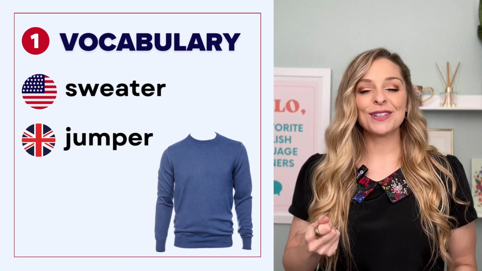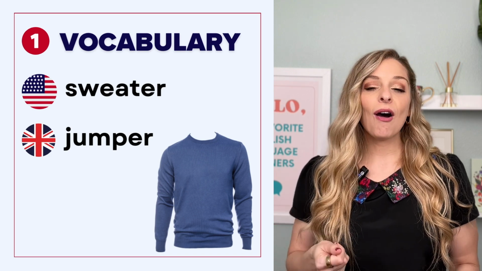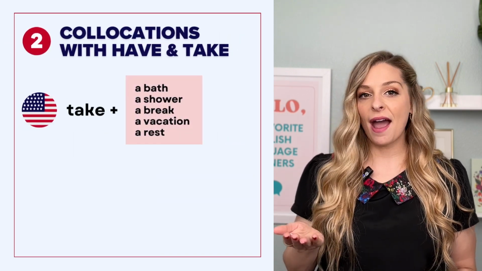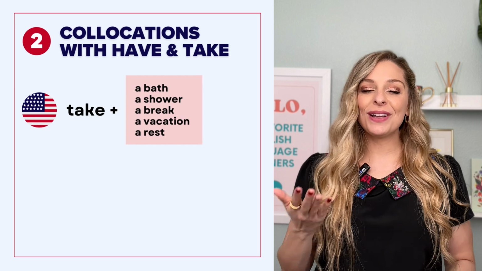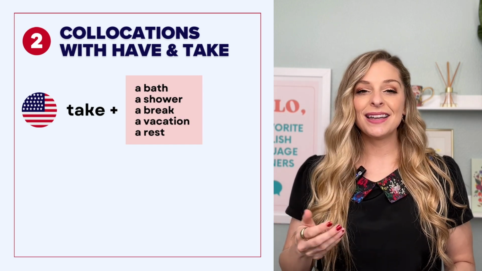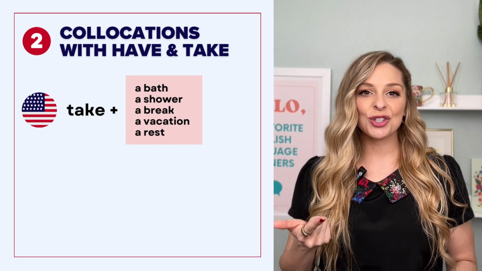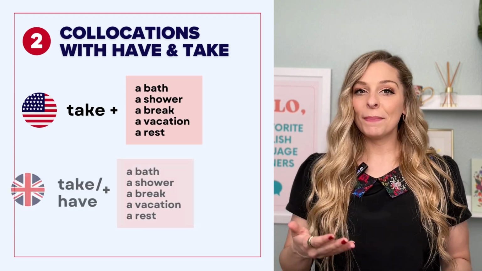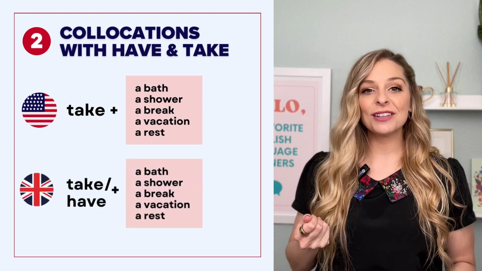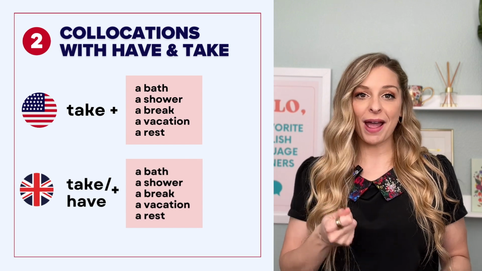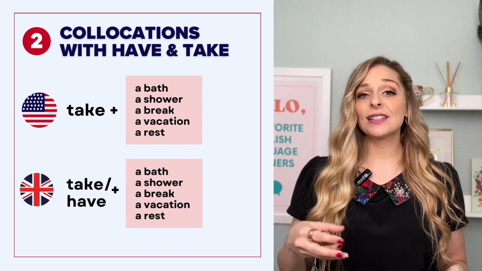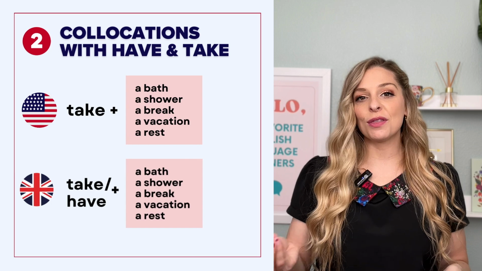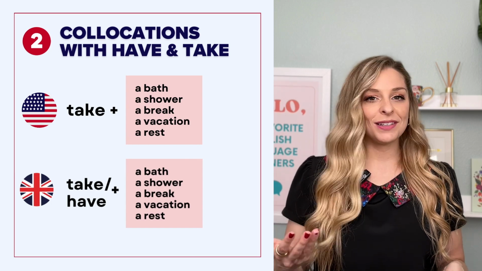Now, some other differences related to vocabulary are our collocations with have and take. For example, in the US, we often say to take a bath, take a shower, take a break, take a vacation, or take a rest. But I recently learned that in British English, you can use take or the verb have. Now, in American English, it is not wrong to use have with these words. It is just more common to use take.